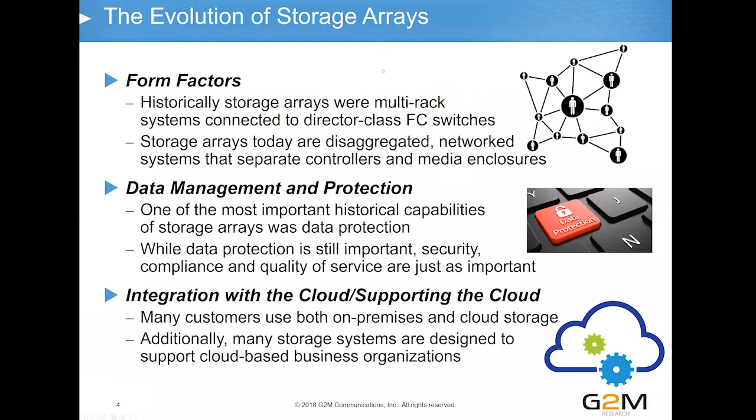If you look at storage arrays, historically, back in the days when I started doing storage, they were multi-rack systems that typically connected to director-class Fibre Channel switches, took up large parts of the data center, and were very expensive. Today it's a little different. Storage arrays are disaggregated and networked together. Oftentimes controllers and media enclosures are separated, and that's something NVMe over Fabric has accelerated, to where you can have these things all separated. You can have enclosures shared with multiple controllers. It certainly improves performance management, and it also improves provisioning and availability.